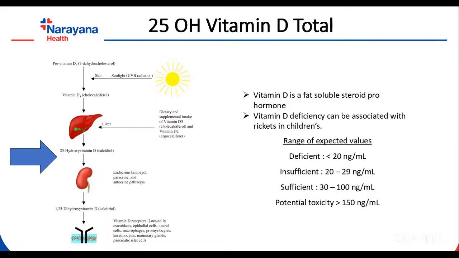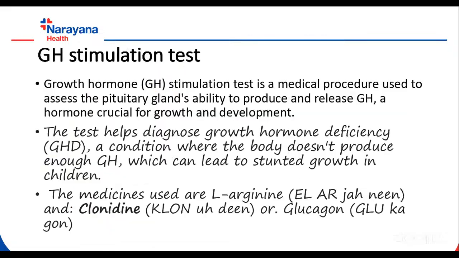It is a fat soluble steroid, which is a steroid prohormone. Vitamin D deficiency is associated with rickets in children. This is the range of expected value. The main thing is deficiency, which should not be less than 20, and more than 150 will lead to a potential toxicity.